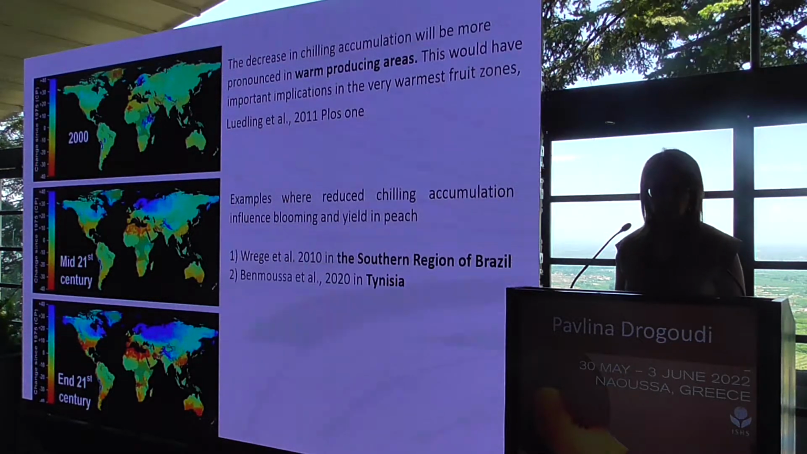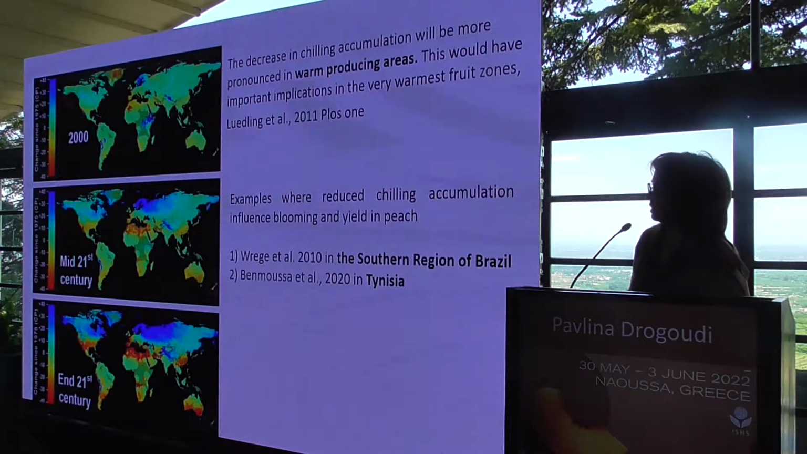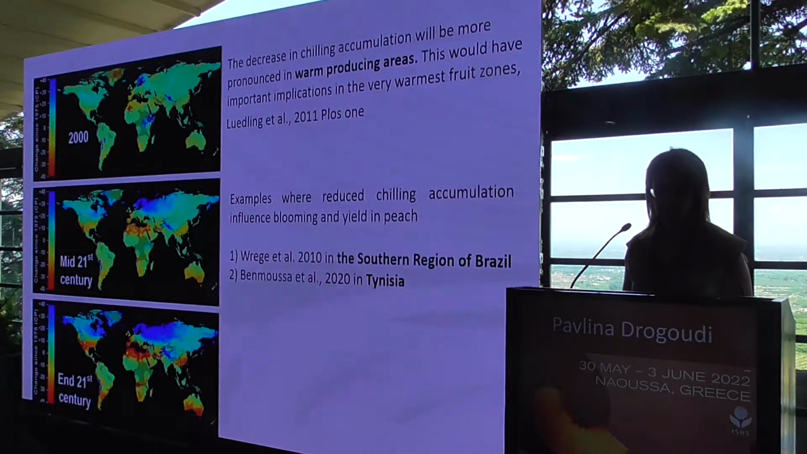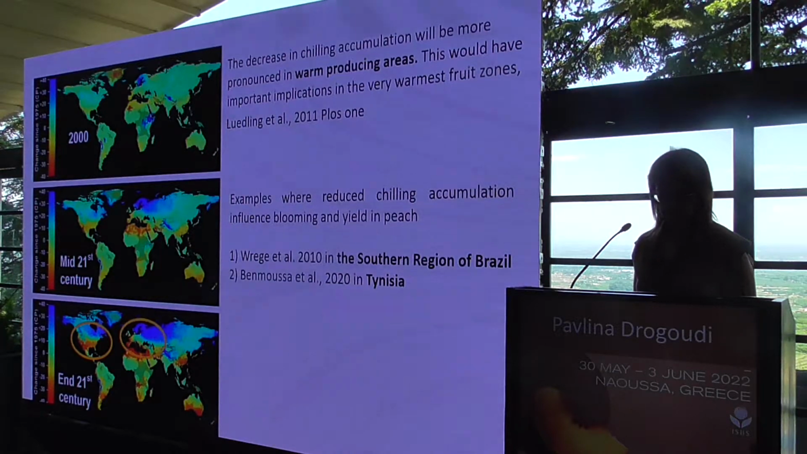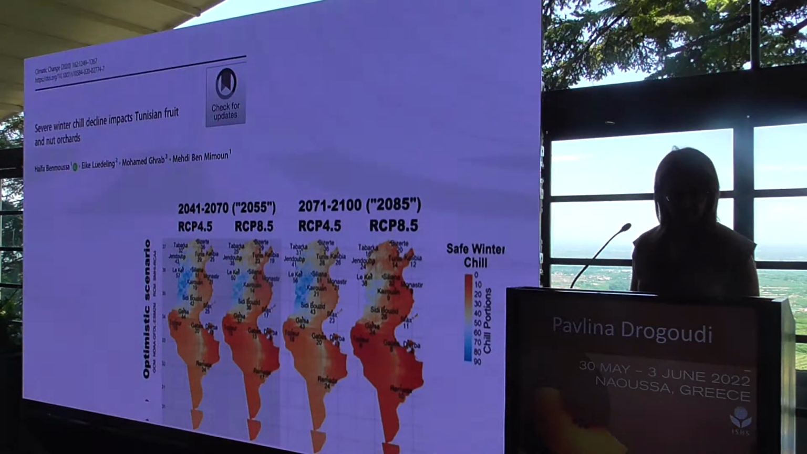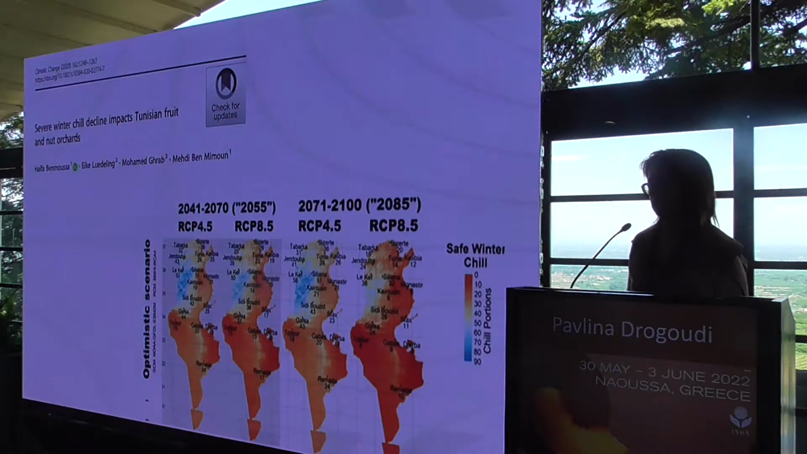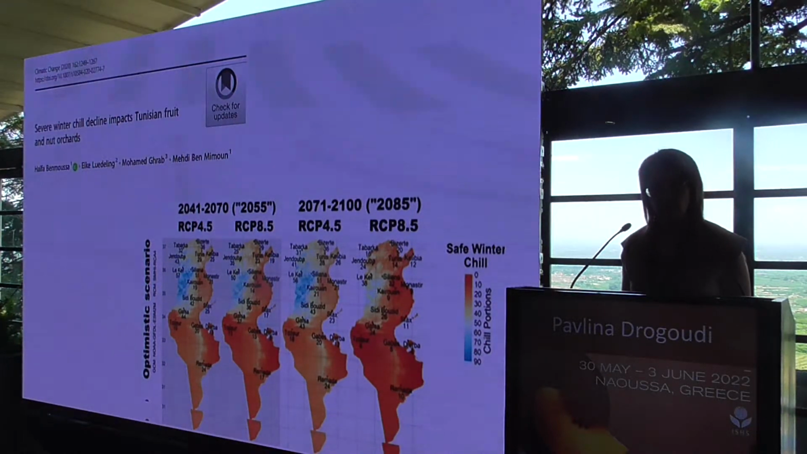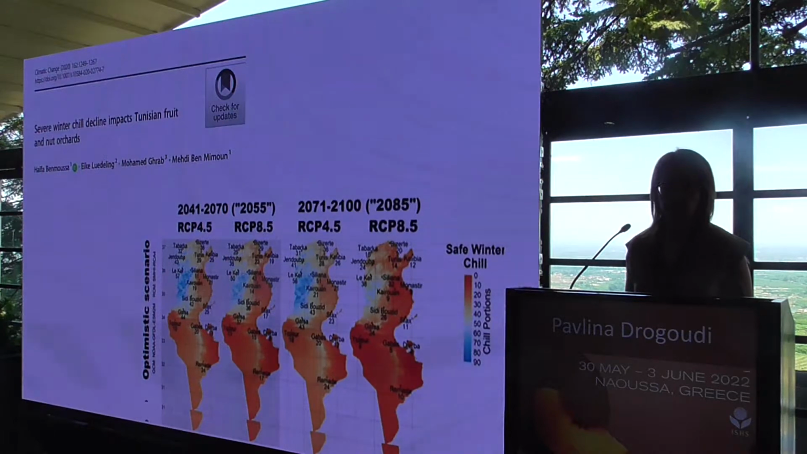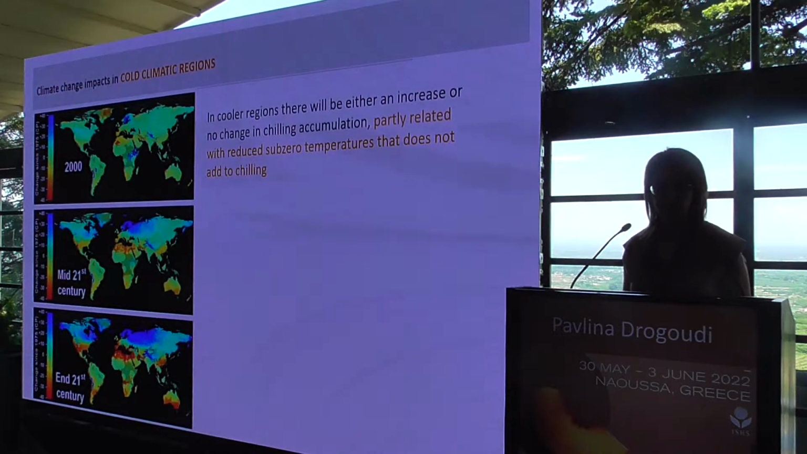Studies have shown that reduced chilling accumulation has already been registered and has influenced blooming and yield of peaches in warm areas. You may see here one in the southern region of Brazil and another in Tunisia, in a study again by Ludwig in 2020, where it was shown that in some regions there is not going to be any peach production at all, unless there are cultivars with only 10 chilling portions, which is a very, very low number. The change was described as very dramatic.